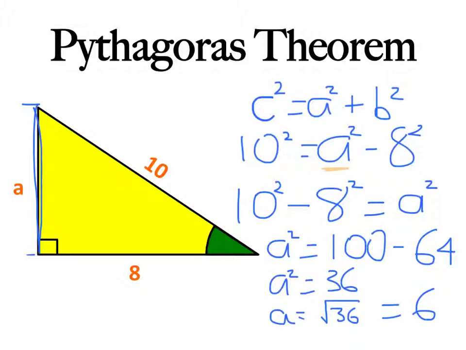That's how you work it out if you have the hypotenuse but not a side, and then if you have two sides but not the hypotenuse. It's pretty cool, Pythagoras. We can do lots of really, really fun stuff with it.